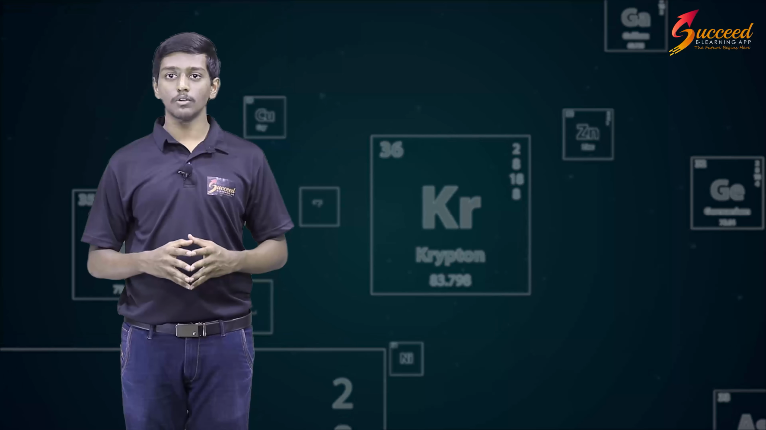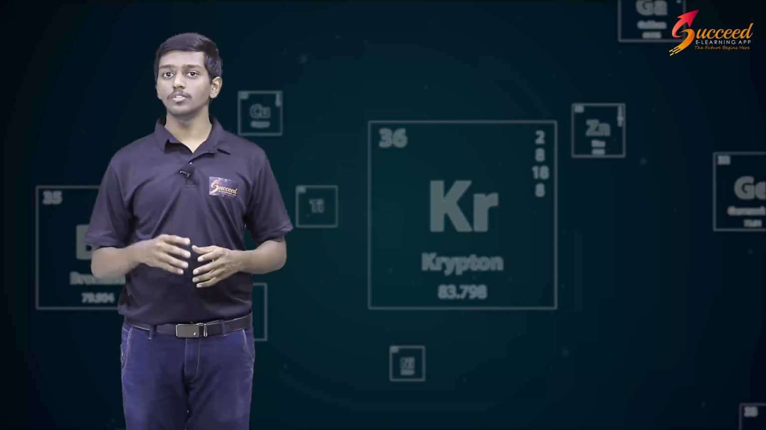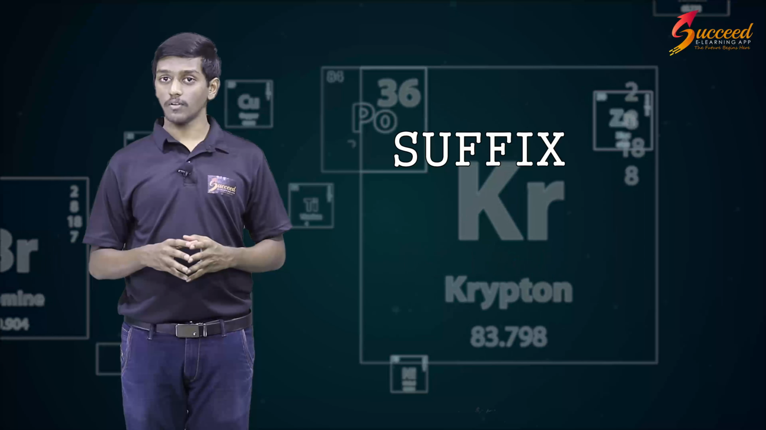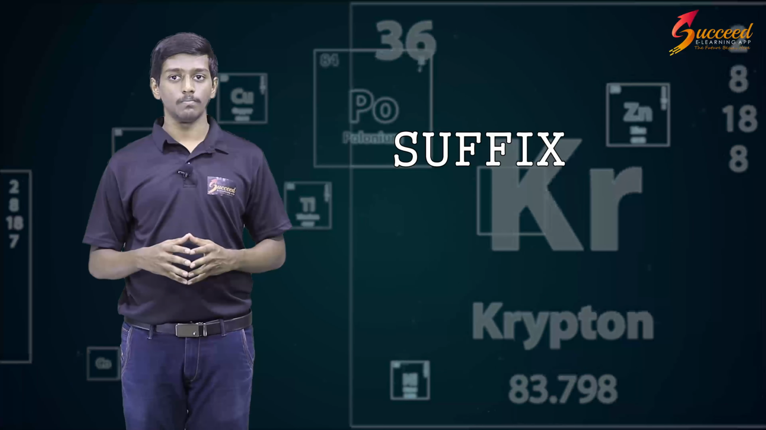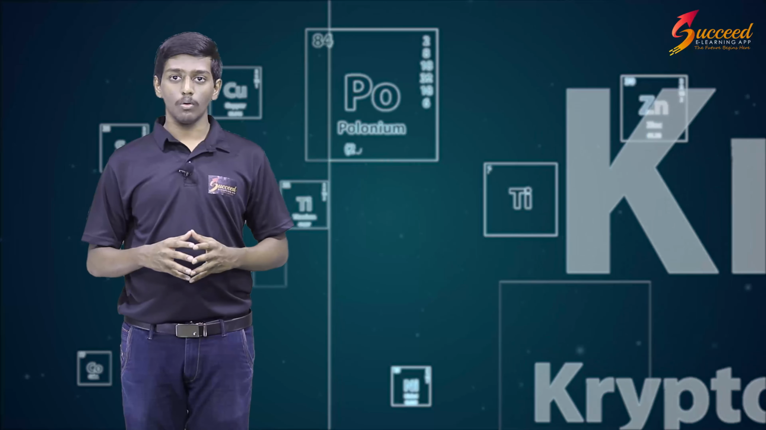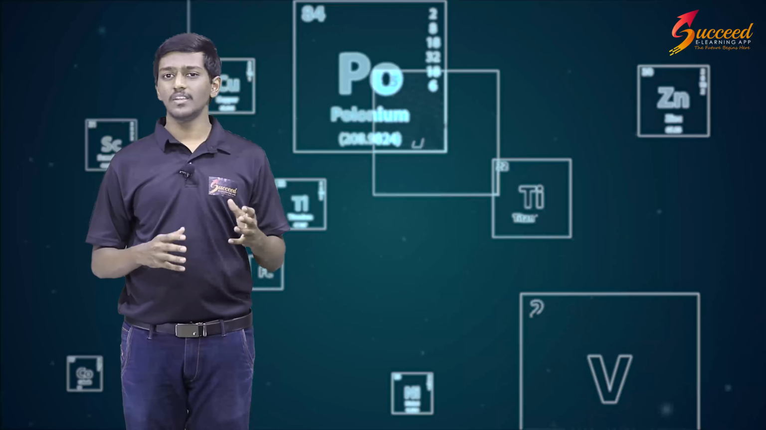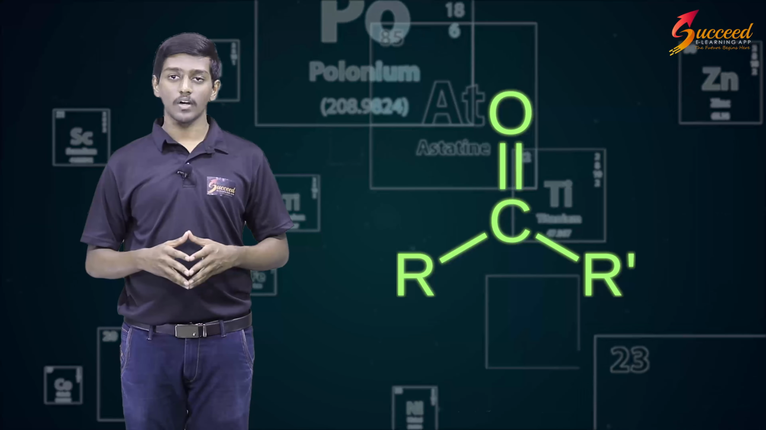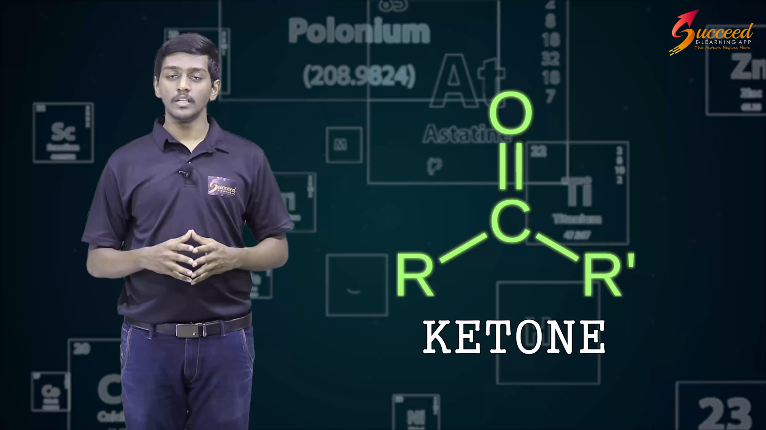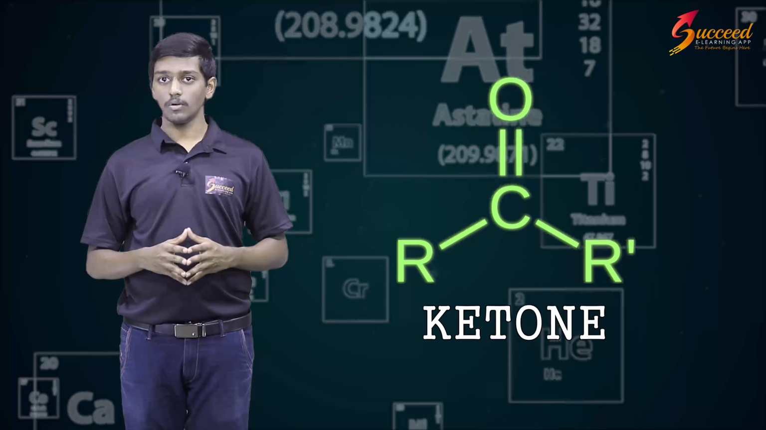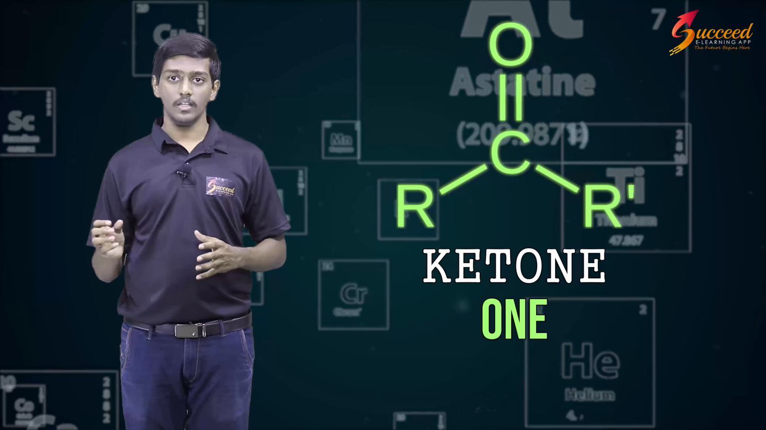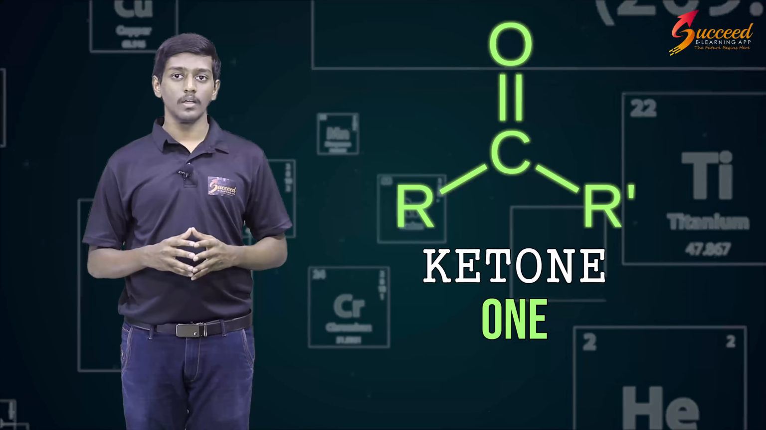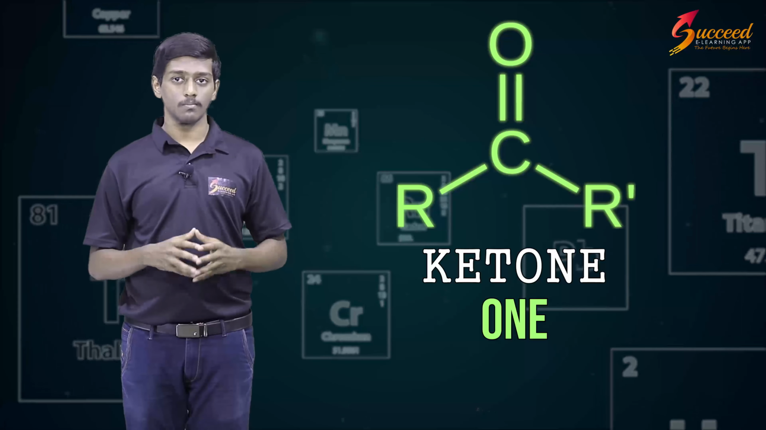And if there is a functional group present in the carbon chain, we use a suffix or a prefix. If the suffix of the functional group starts with a vowel, then we omit the E and write its name. Let us take an example. Let us take a 3-carbon chain and the functional group ketone. Since the functional group is ketone, its suffix is ONE. Since O is a vowel, we omit the E from propane and write it as propanone.